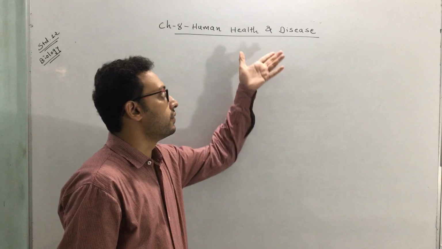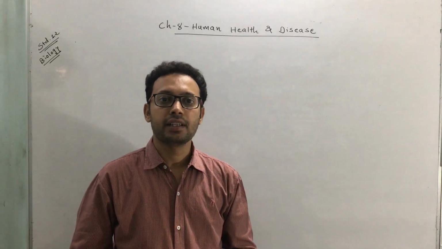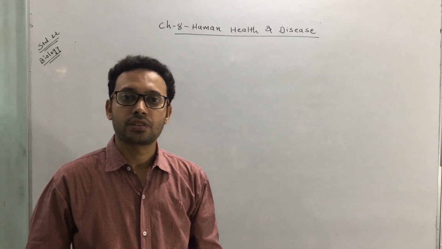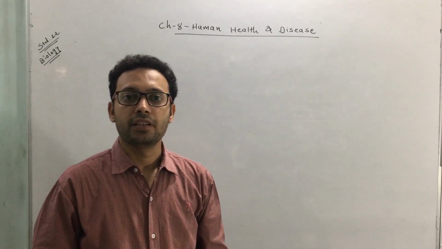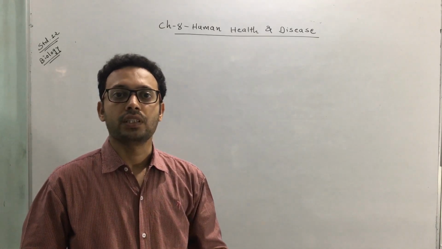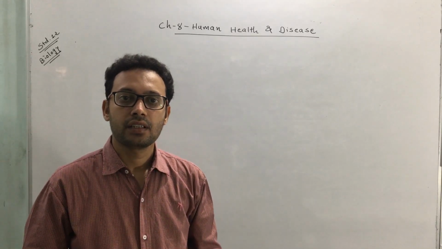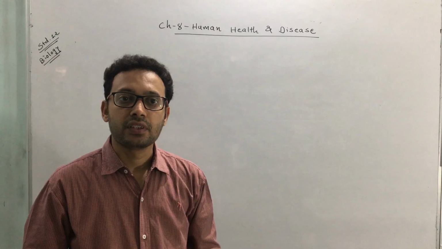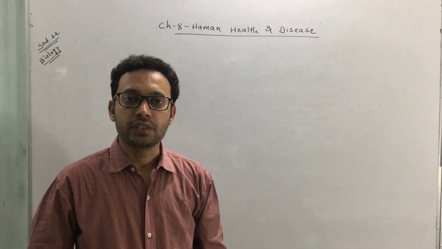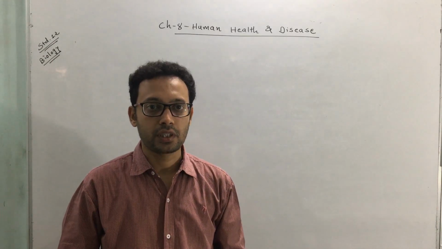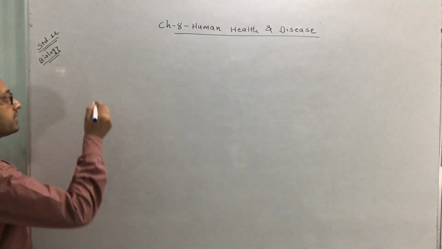We have already started with chapter number 8, Human Health and Disease. In the previous sessions, we have discussed the meaning of health, the meaning of disease, how to maintain health, the different types of diseases, and a few commonly occurring diseases in humans. So what diseases have we discussed till now?